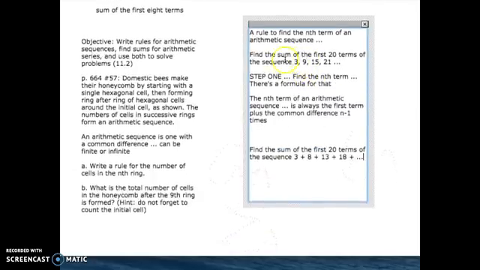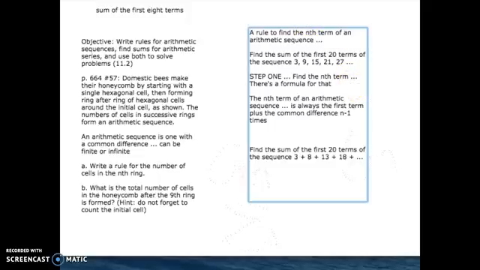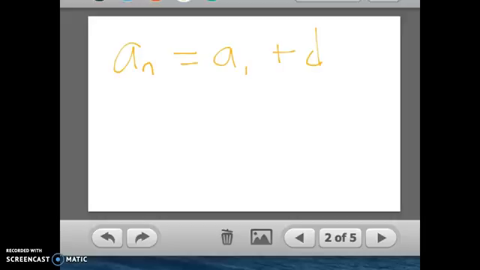In the sequence 3, 9, 15, 21, d is what? 6. So how many times? If I want to find the third term, I start with the first term and add 6 twice. So I add d twice. If I want to find the fourth term, I add d 3 times. The fifth term, I add d 4 times. And if I want to find the nth term, I add d n minus 1 times. So that's my formula for finding the nth term of an arithmetic sequence.